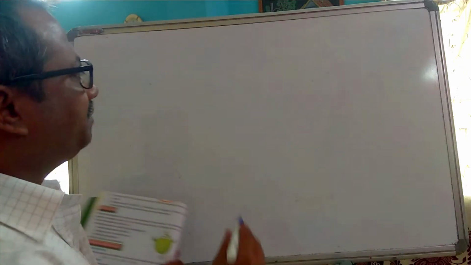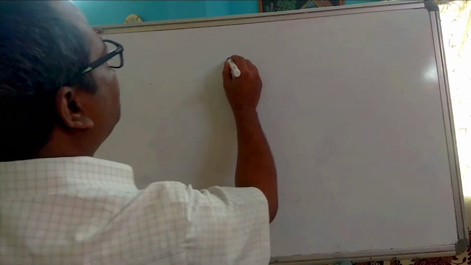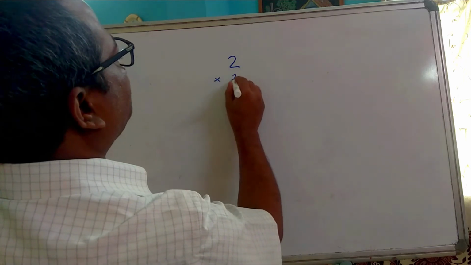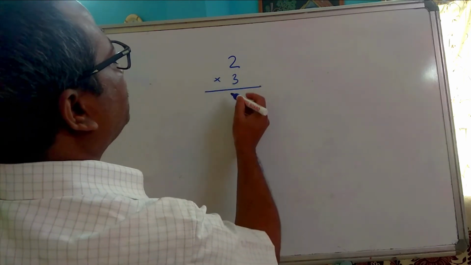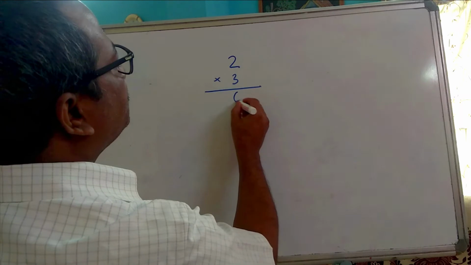Today I am going to give you a lesson that is multiplication. In your previous classes, you have learned the multiplication table. If you have forgotten, then please recall again. Multiplication. You know that 2, if it is multiplied by 3, then how much you'll get? 3 2s are 6.